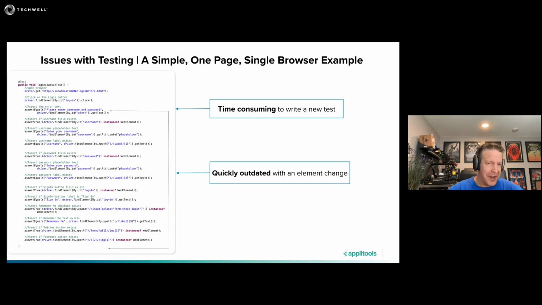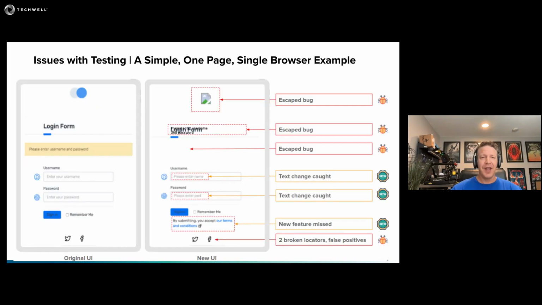So you can imagine how out of hand this is really going to get, how quickly it's going to get. Not only that, but when I run these tests, here in this example, my expected UI is on the left, and my actual, with the changes that I've made, is on the right. Even though I've gone through and done all that work, my tests will still allow some of these bugs to escape.